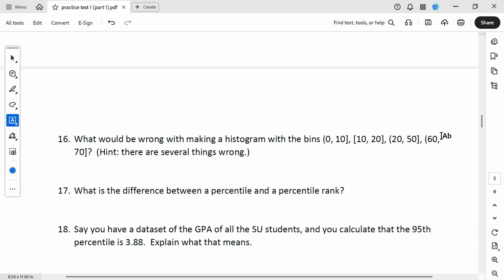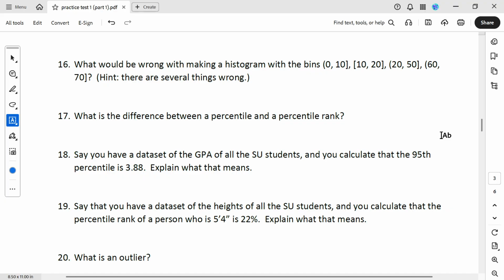So, okay, now what would be wrong with making a histogram with these bins? So 0 to 10, 10 to 20, 20 to 50, 60 to 70, and then we have various kinds of brackets and parentheses. And there are actually several things wrong with this. So there's at least 3 things that are wrong with this.